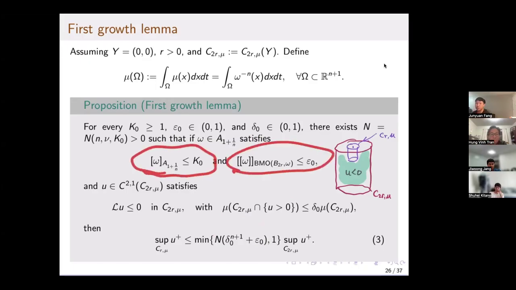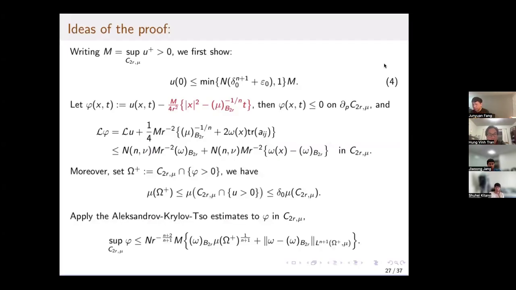Okay. So I will use the proof of this lemma to basically show the idea of how we came up with these two conditions. Okay, so let me quickly show this one.